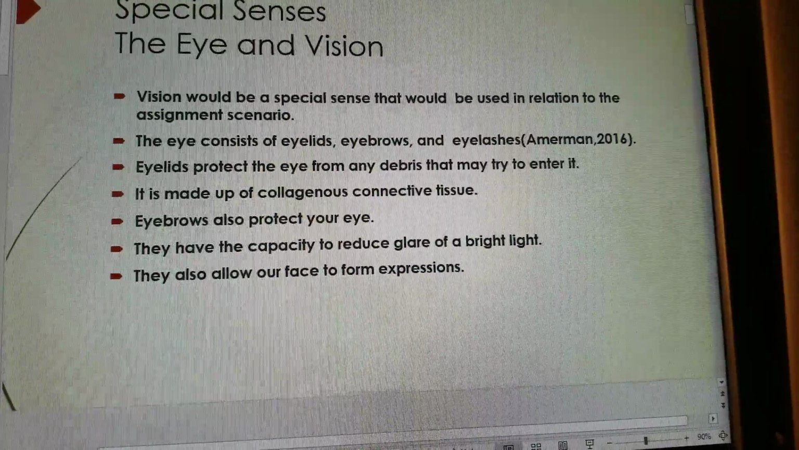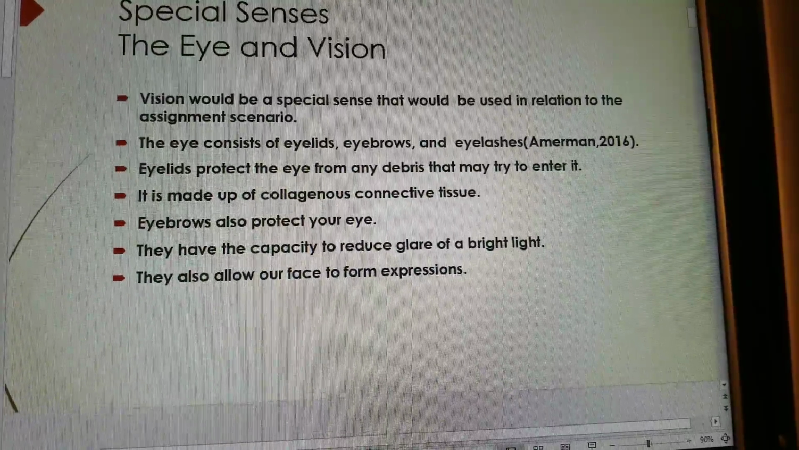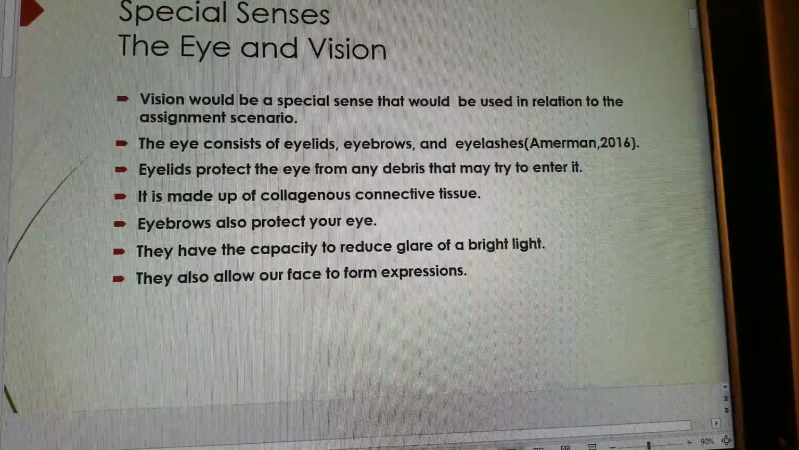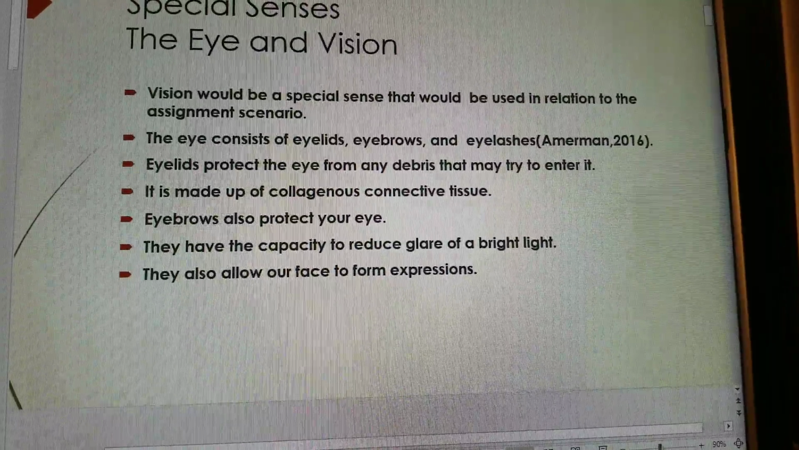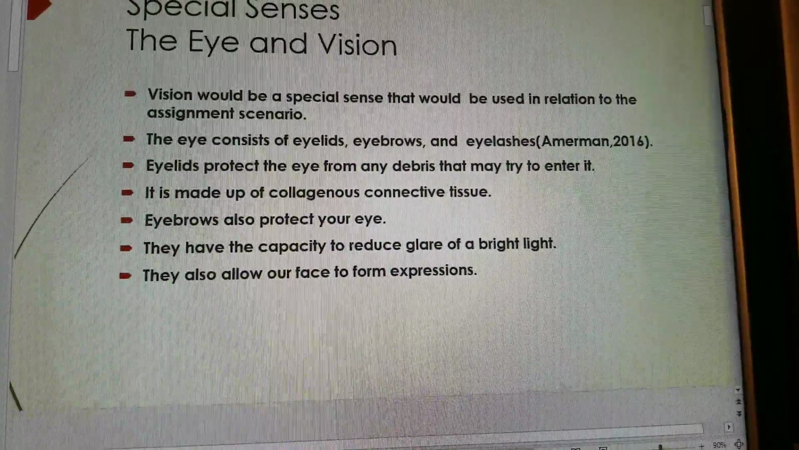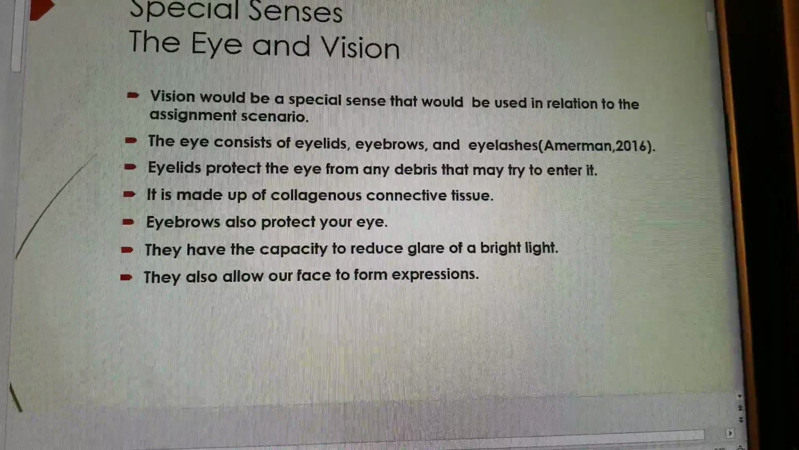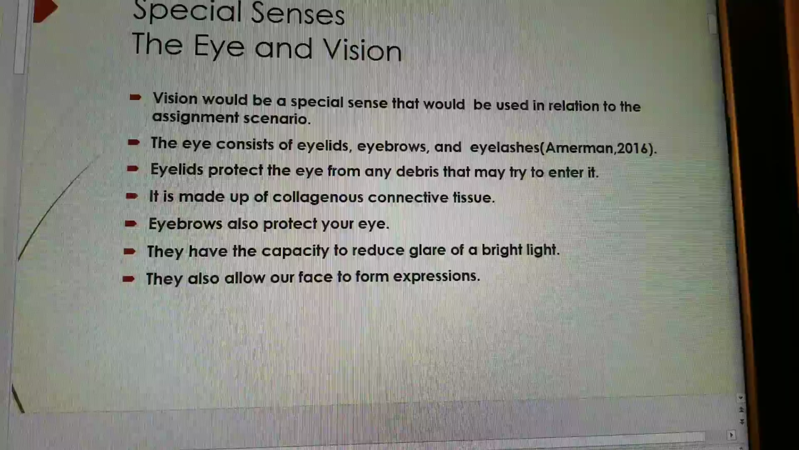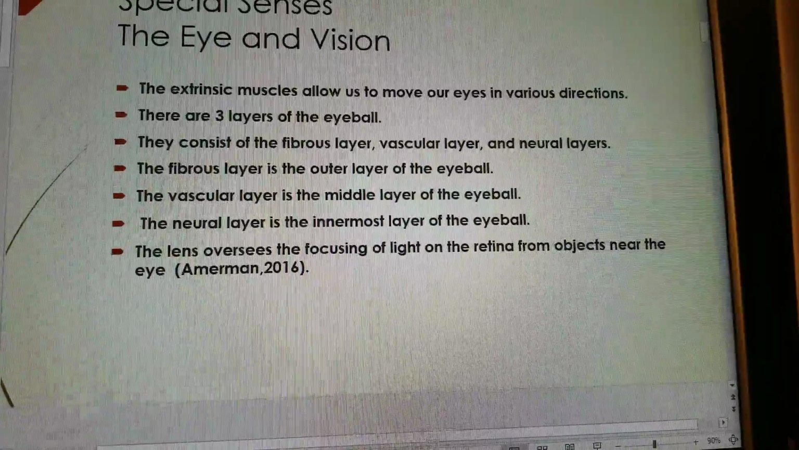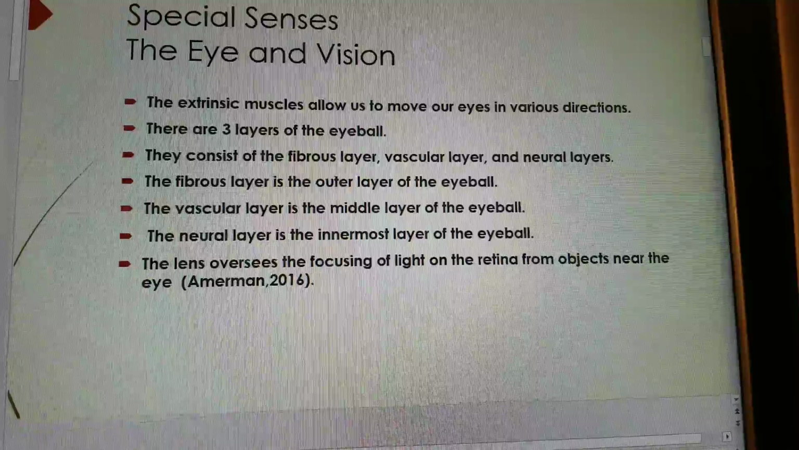The eye consists of eyelids, eyebrows, and eyelashes. Eyelids protect the eye from any debris that may try to enter it. It is made up of collagenous connective tissue. Eyebrows also protect your eye. They have the capacity to reduce glare of a bright light. They also allow our face to form expressions. The extrinsic muscles allow us to move our eyes in various directions.